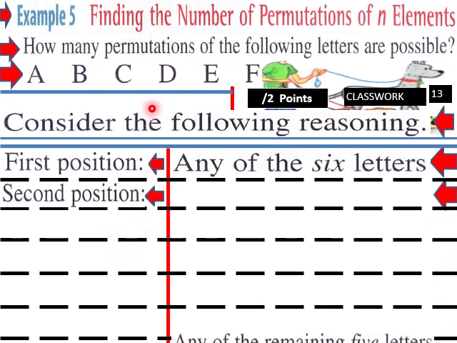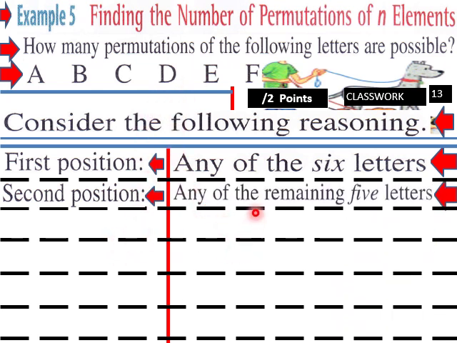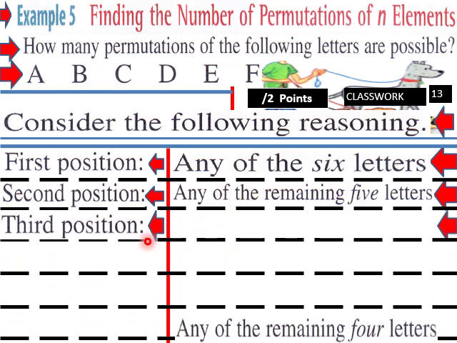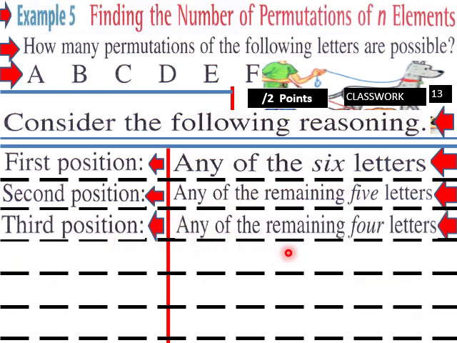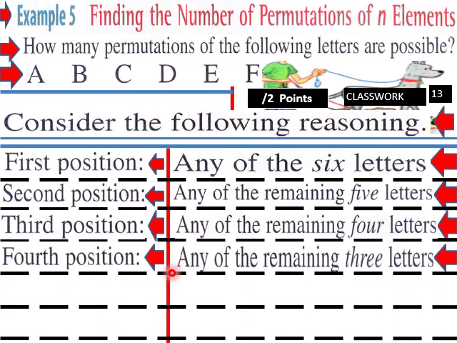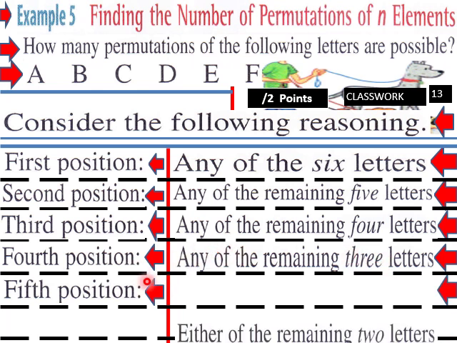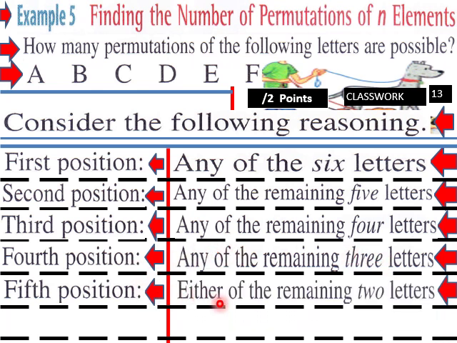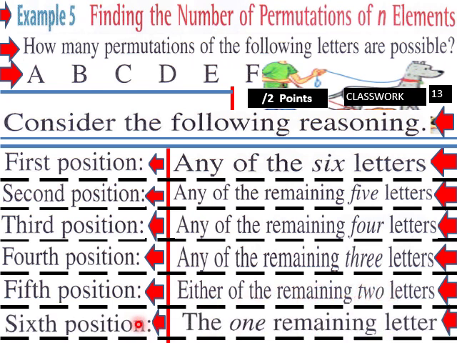Our second position would be any of the remaining 5. Our third position would be any of the remaining 4 letters. Our fourth position would be any of the remaining 3 letters. The fifth position would be either of the remaining 2 letters. And our last position, the sixth position, would be the one remaining letter. That is the walkthrough of the reasoning behind finding permutations.